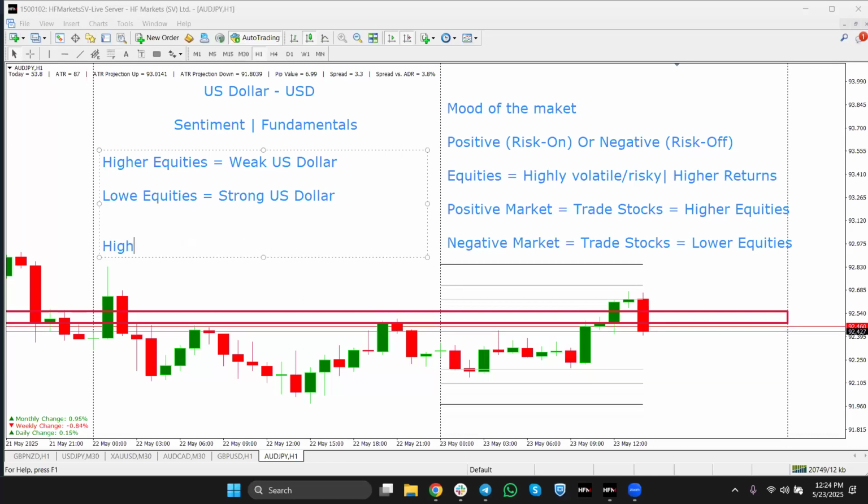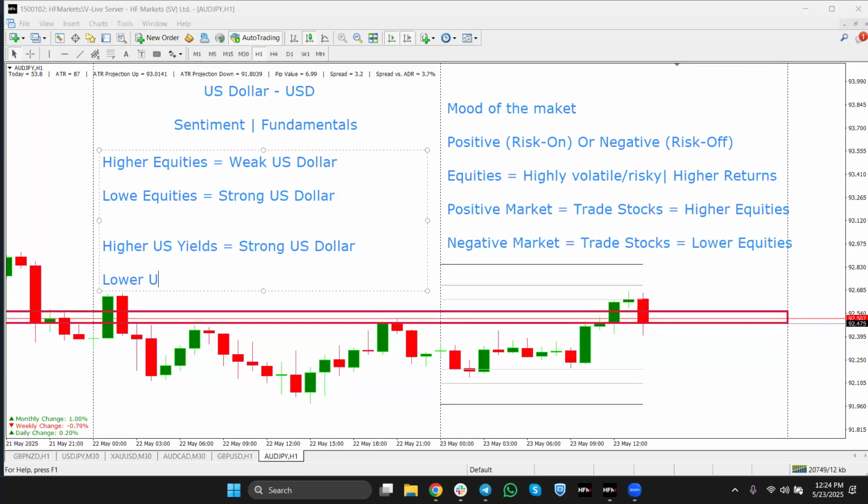And that is why we must also add that the same way, if we see higher US yields, it also gives us a strong US dollar. And if we have lower US yields, it gives us a weak US dollar.